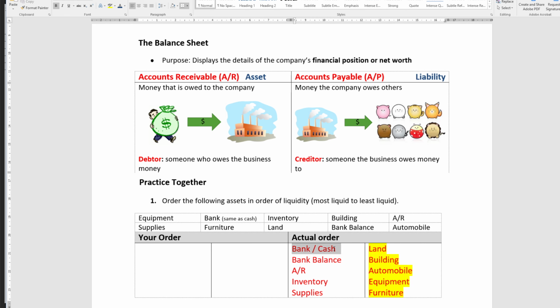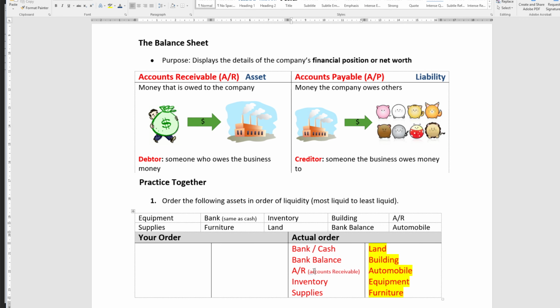So bank or cash is already cash, and that's why it's always going to be first. Bank balance or bank account is your digital cash or what's sitting in your bank account. So that's pretty much cash. You just have to withdraw it. AR or accounts receivable, and you can put that in brackets, receivable. That is also very close to cash. The people just have to pay us back.